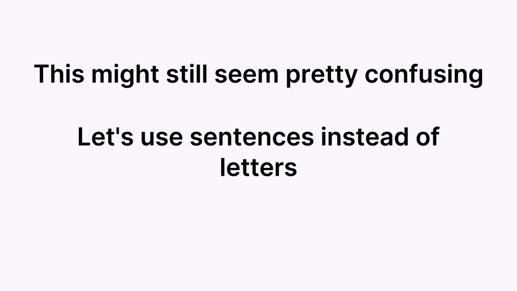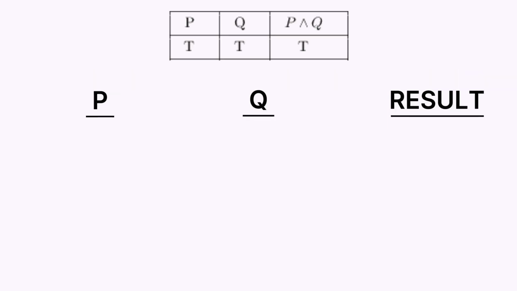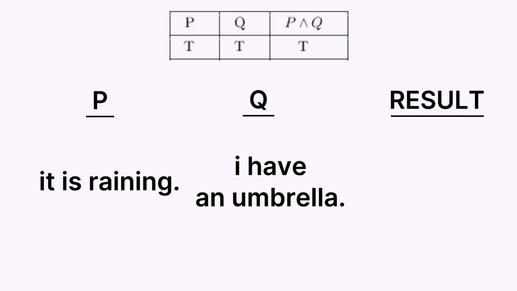This might still seem pretty confusing, so let's use sentences instead of letters. First row, P is true, Q is true. It is raining and I have an umbrella. Both conditions are happening. This means it's true.